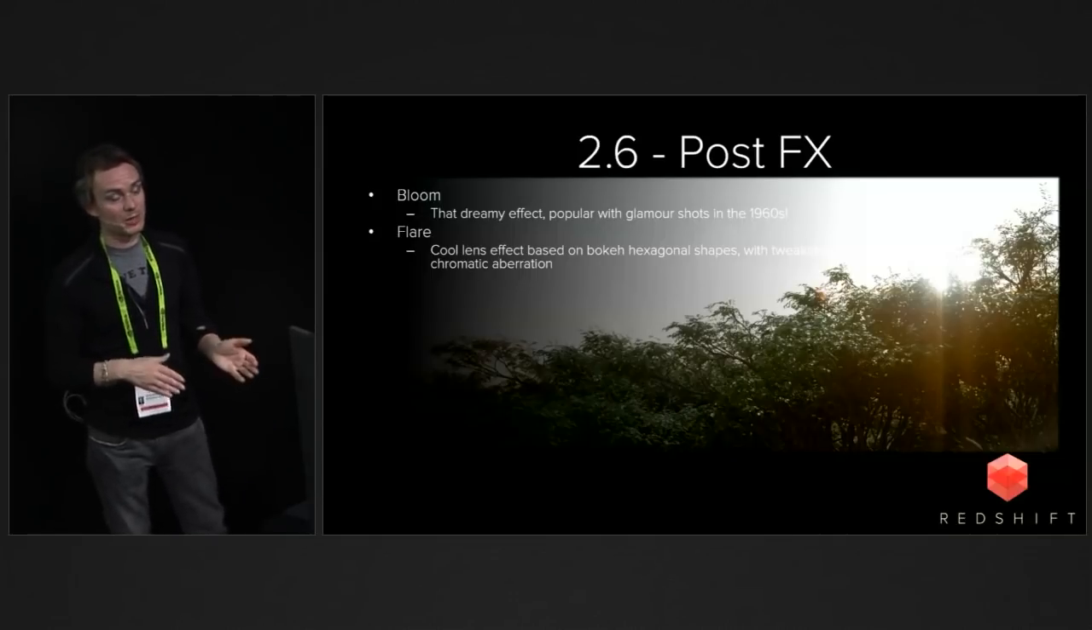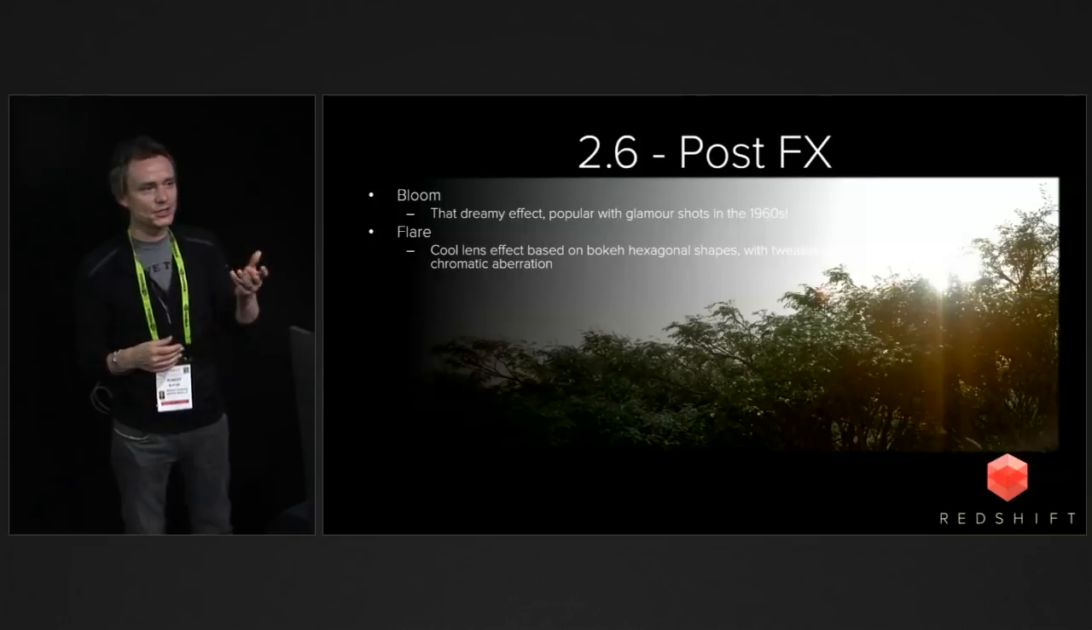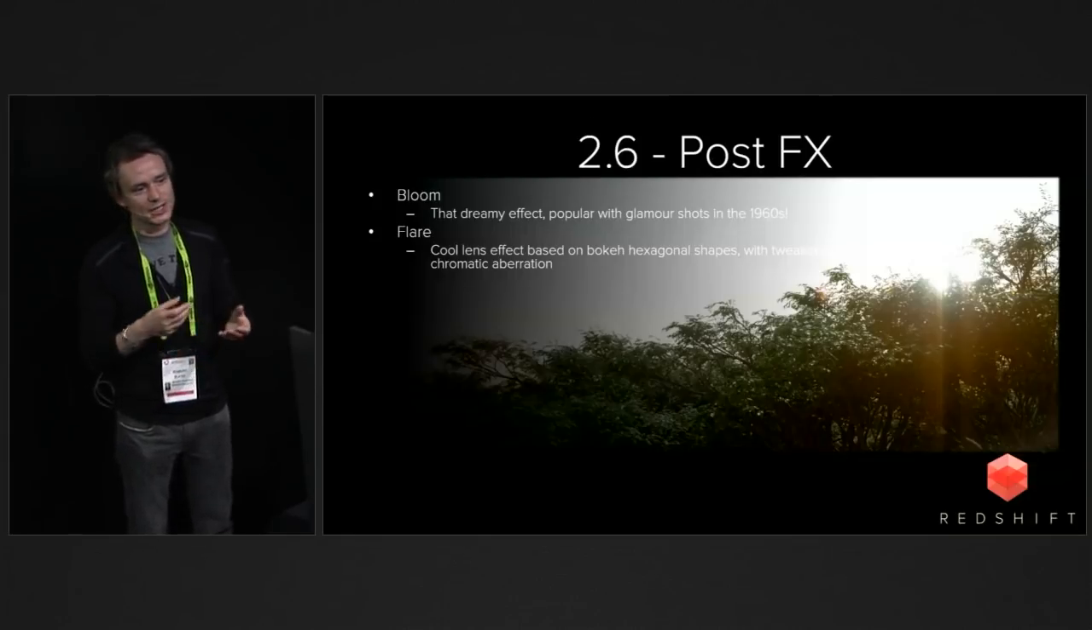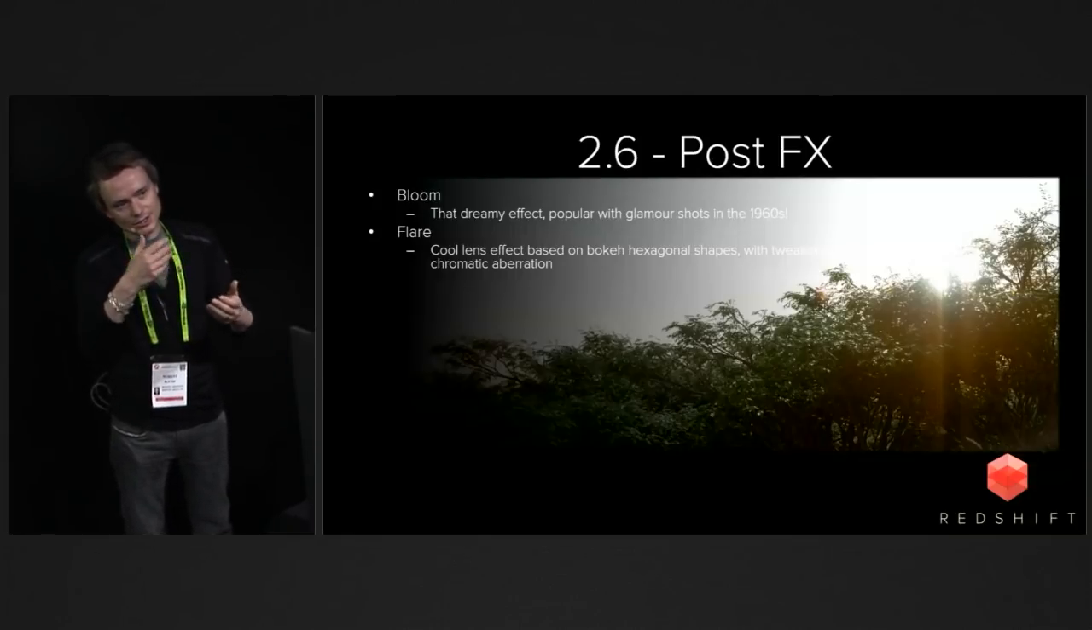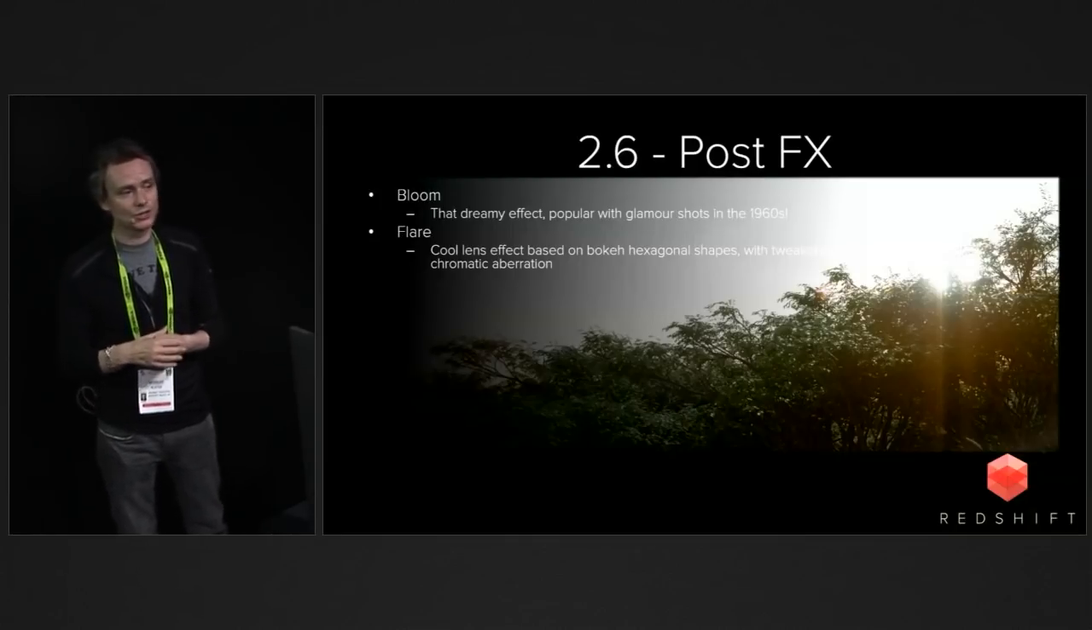Flare. This is, I guess, a bit more modern Star Trek. J.J. Abrams really loves his flares when you see the sun and things. So this is great for seeing those hexagonal shapes as they come towards the camera. And we've got full controls for that, including chromatic aberration tweaking as well.